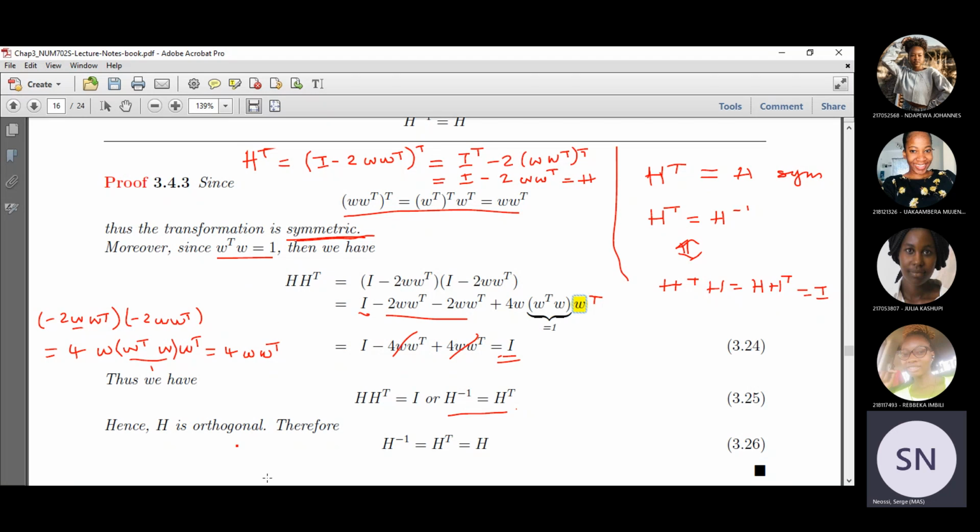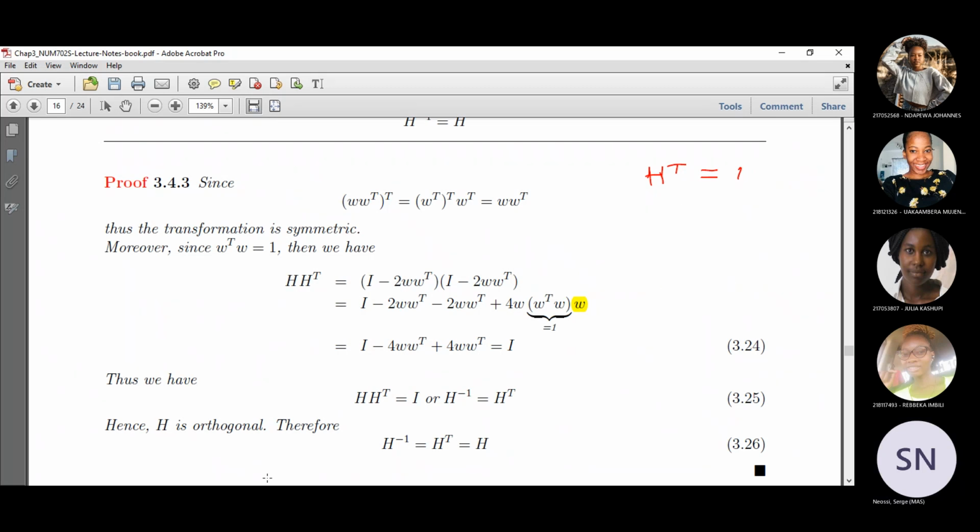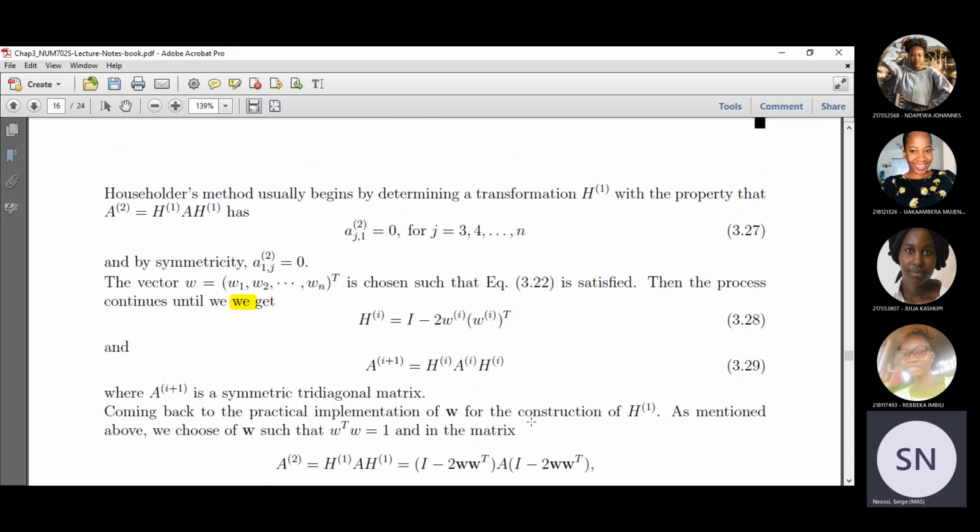It's good to know this property. If you recall that orthogonal matrix, we don't need to compute the reciprocal, the inverse, sorry. We don't need to compute the inverse of the matrix. What do we do? We just take the transpose. So that's what is important. Okay, as I said, there's a transpose here. Okay, so we have that property.